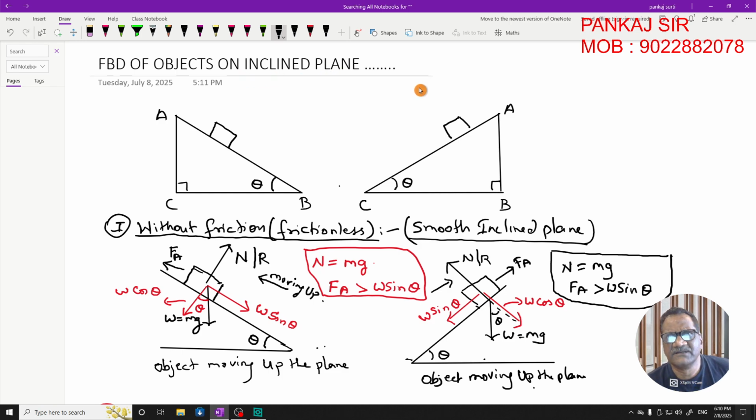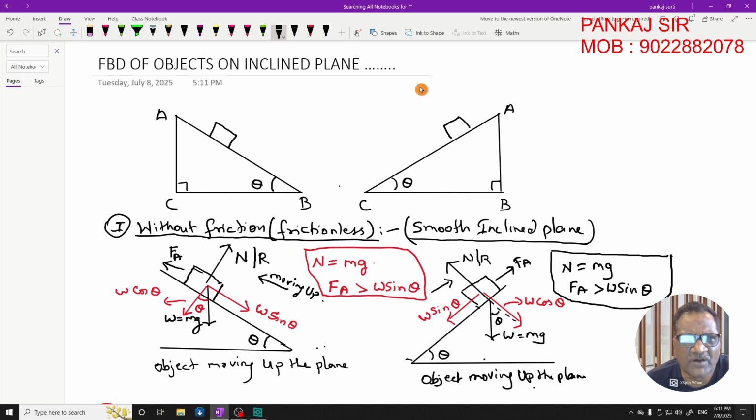In physics, you have a topic called resolution of forces, and many times the objects which are kept on an inclined plane are acted upon by so many forces, and these forces are to be resolved. So you have to draw the FBD of objects kept on the inclined plane. Now this FBD is the force body diagram. The full form is force body diagram.